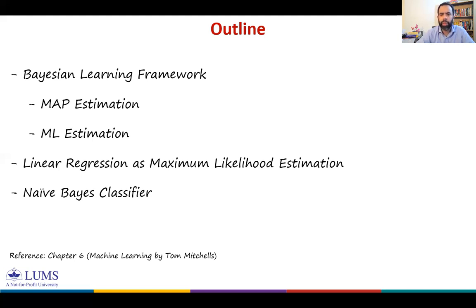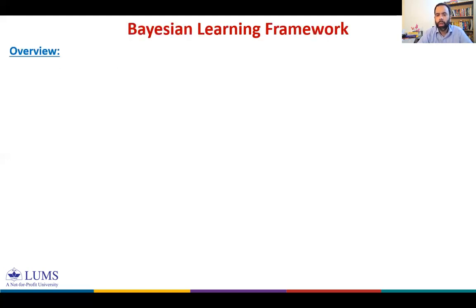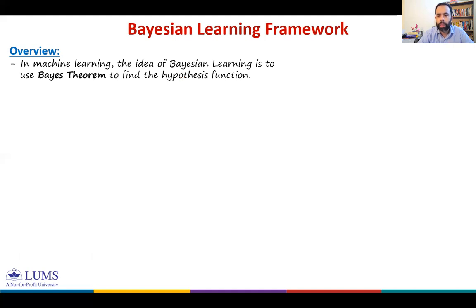Okay, overview of the Bayesian learning framework. In machine learning, the idea of Bayesian learning is to use the well-known Bayes theorem to find the hypothesis function. In the video on probability theory overview, we derived this Bayes theorem, and we also used Bayes theorem to solve one example. I assume you have understanding of what Bayes theorem is.